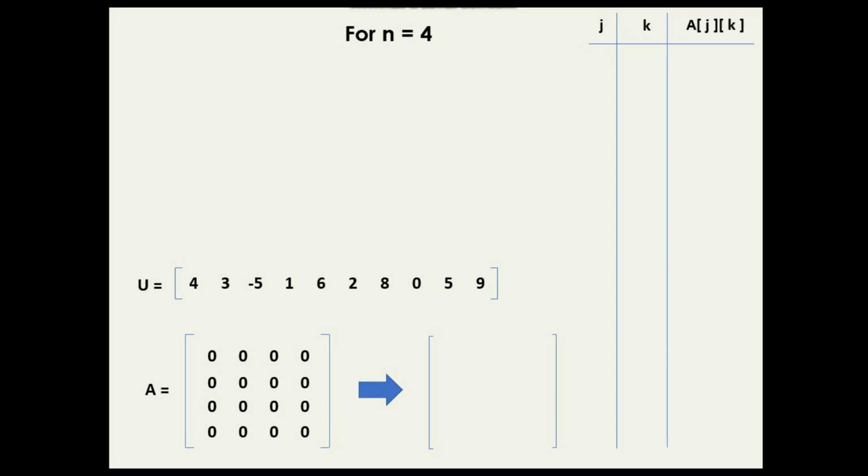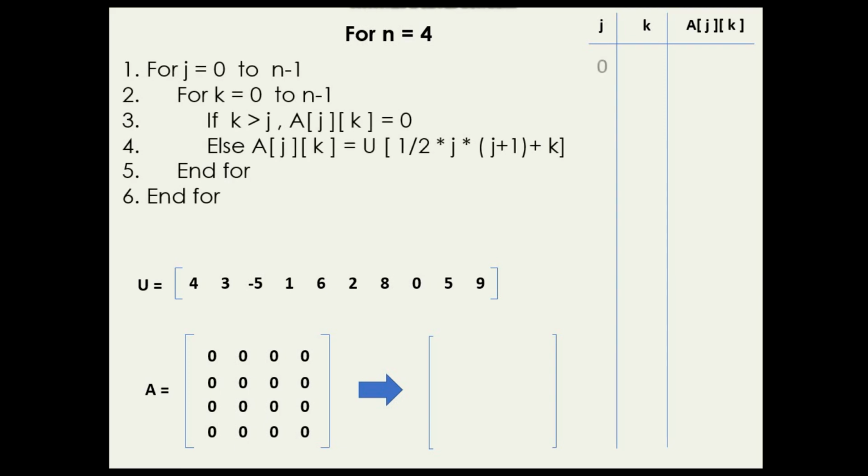Okay, now we'll see the mechanism behind this algorithm. When j is equal to 0 and k is equal to 0, we'll pick an element from the unidimensional array that will be the 0th index element. This element is 4. For all the other elements in this row, k is greater than j, so they all will be 0.